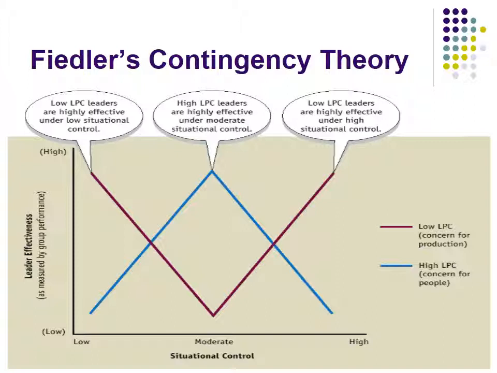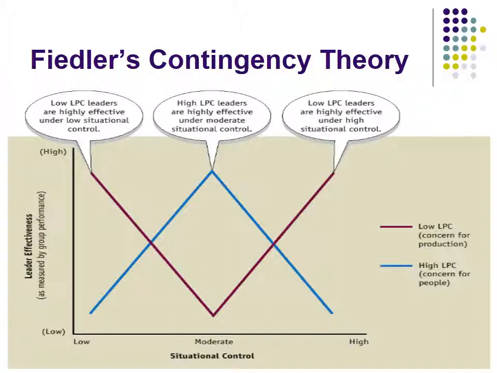And again, a low LPC leader is one that's more focused on production, but they are somewhat adaptable too, depending on the situation. What is predicted here is that if there is low control or high control, those low LPC leaders are going to be better. If there's a low amount of control, the low LPC leaders are highly effective. In other words, they're going to really focus on the task and try to get things done. But also, if there's a high level of situational control, the low LPC leaders are highly effective because the situation is already set up to focus on the task. Therefore, it allows them to adapt themselves to being more relational.